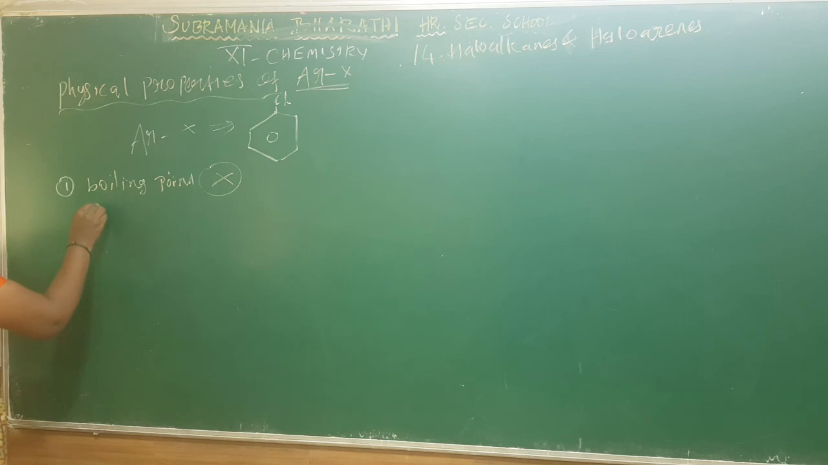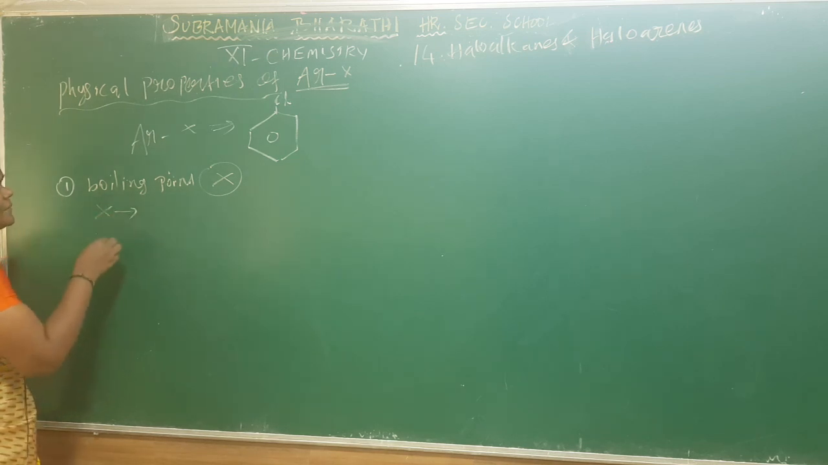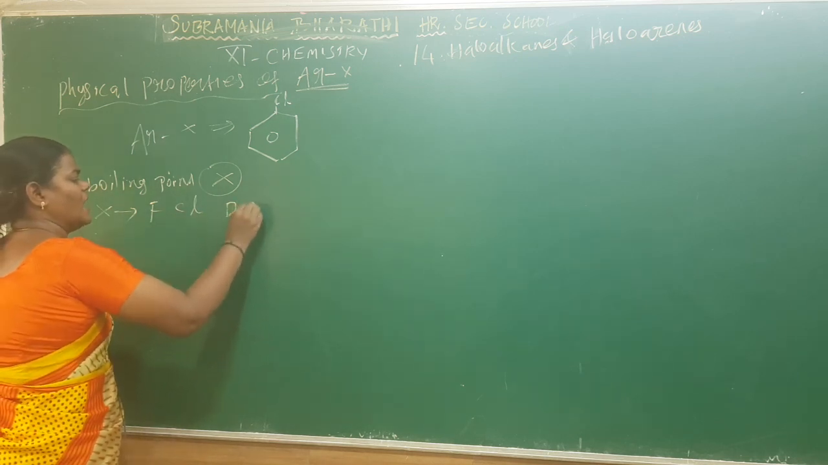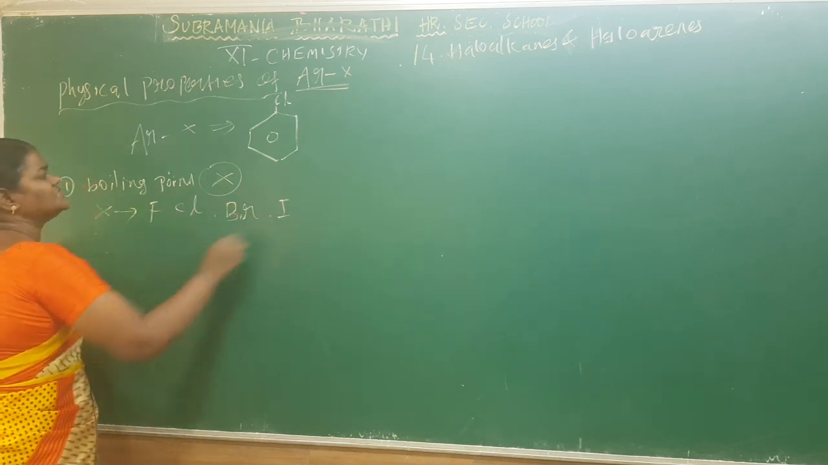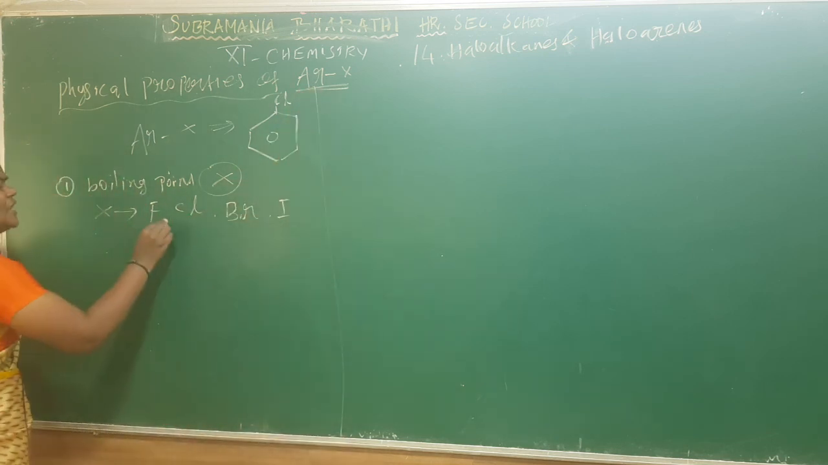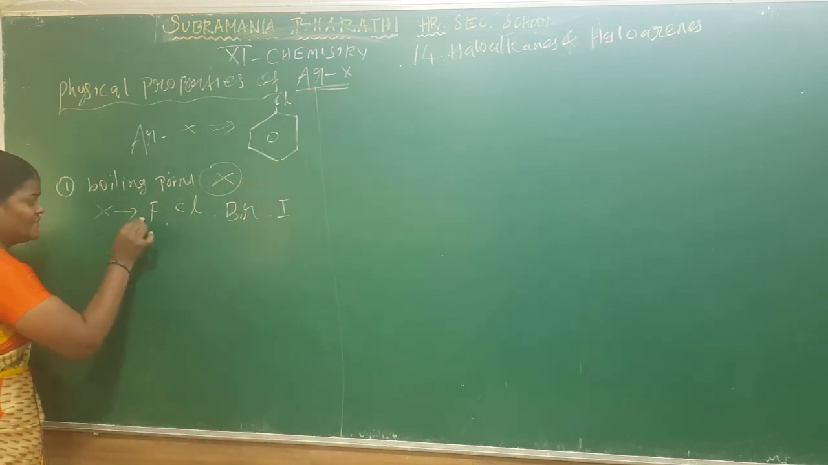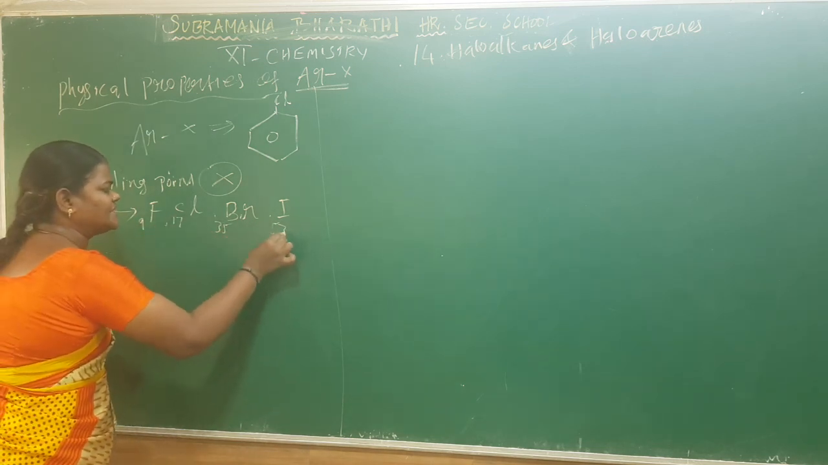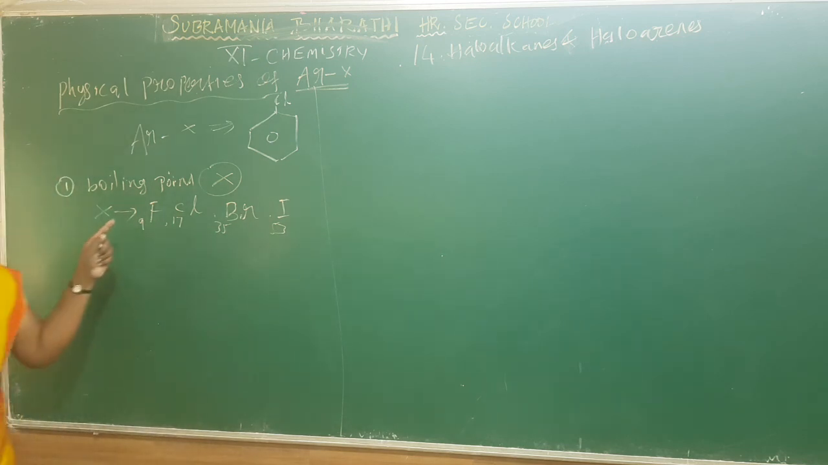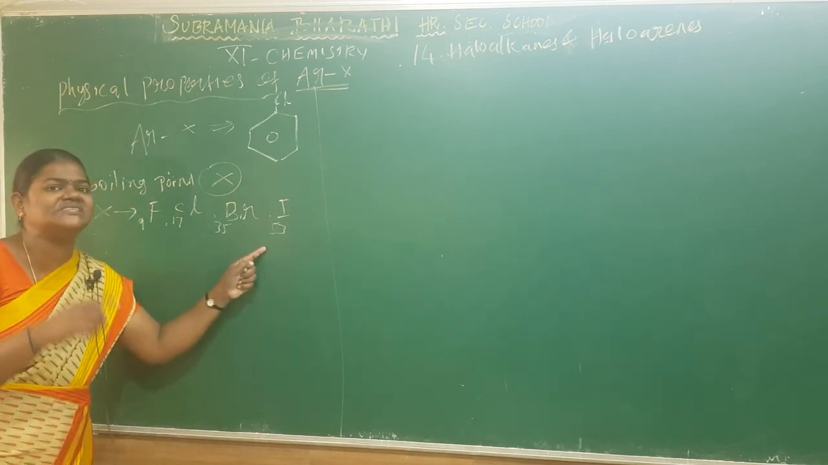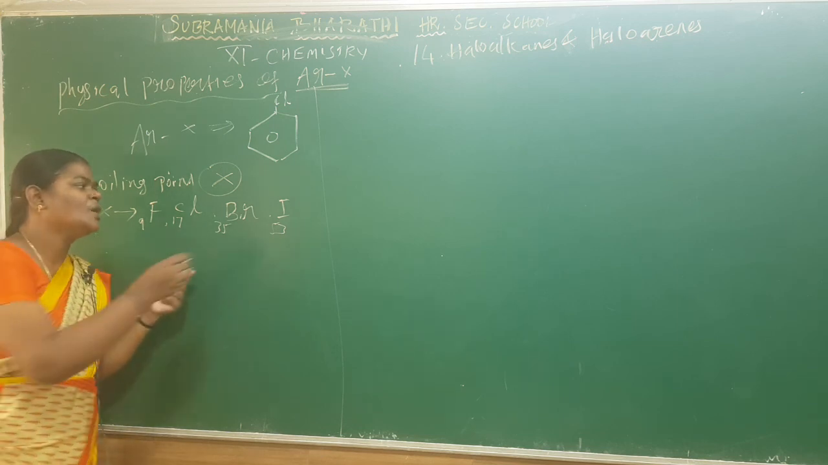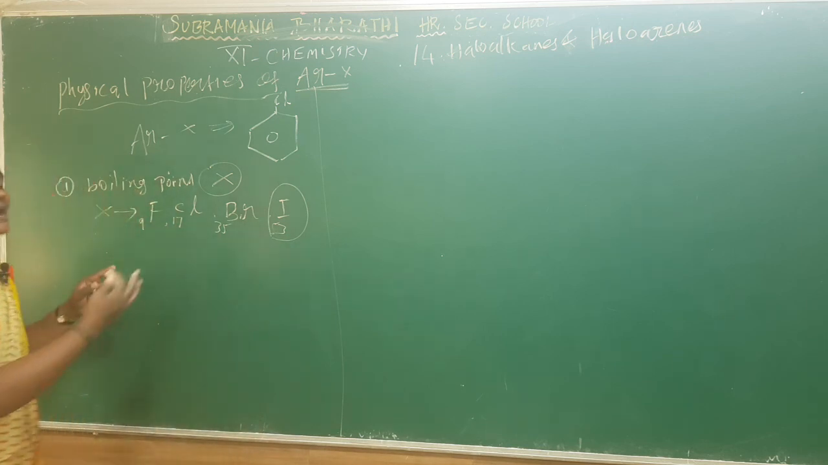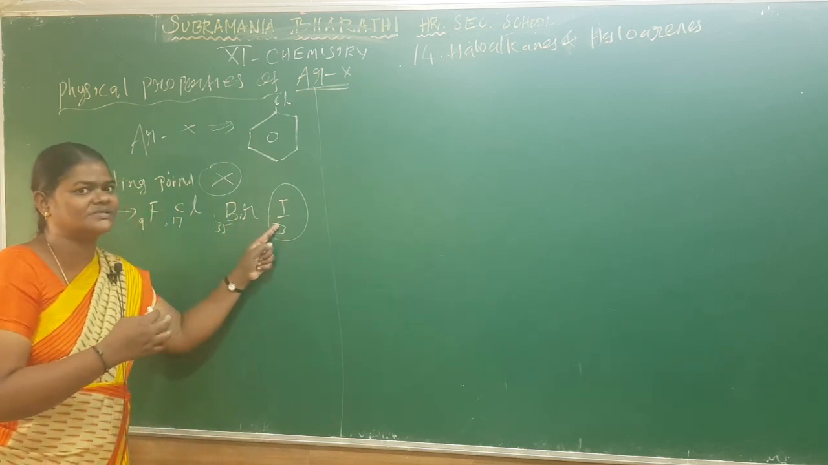So what are the halogens family in the elements? Fluorine, chlorine, bromine and iodine. Okay, so these are the halogen groups. Their atomic numbers are 9, 17, 35 and 53. Which element has the higher atomic number? Iodine has a very high atomic number, so the density of iodine is higher.